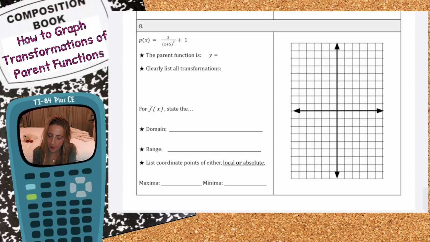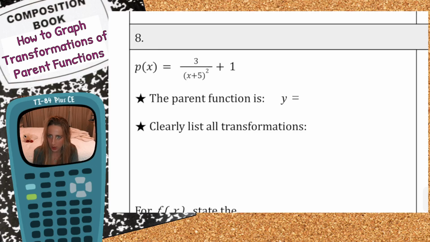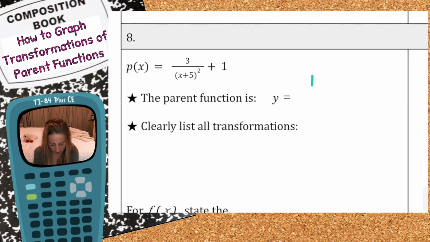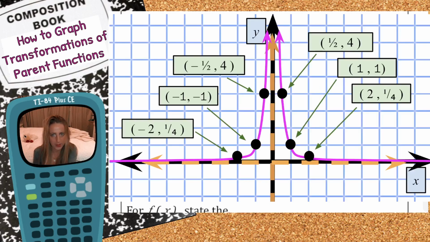All right, everybody, here is another example. We are graphing the transformation of a parent function, and the parent function that we are looking at now is 1 over x squared, which we like to refer to as the volcano. And what does the volcano look like, you might ask? I'm glad you asked. Here we go.